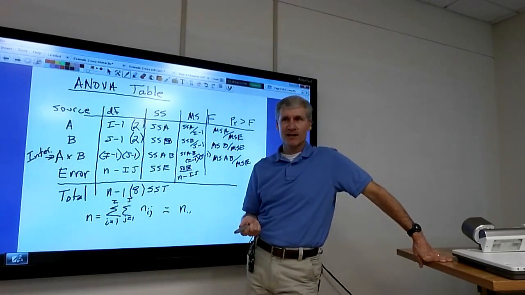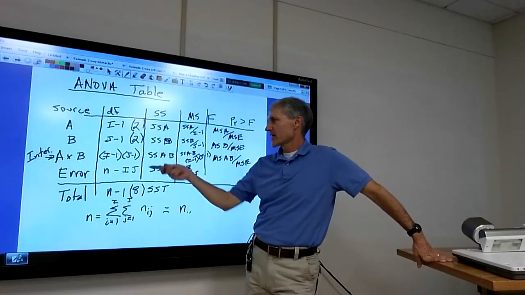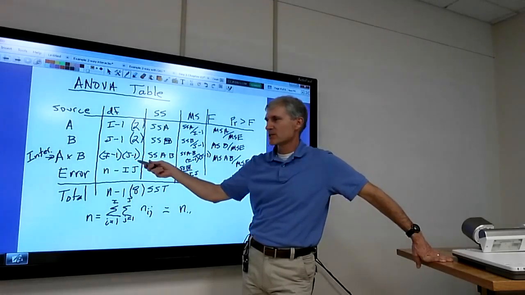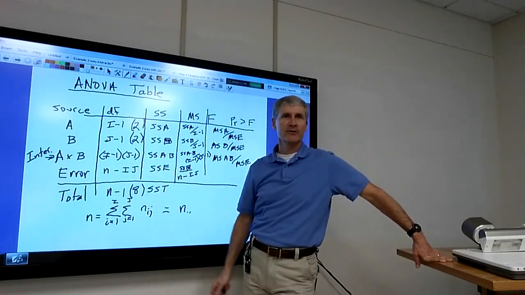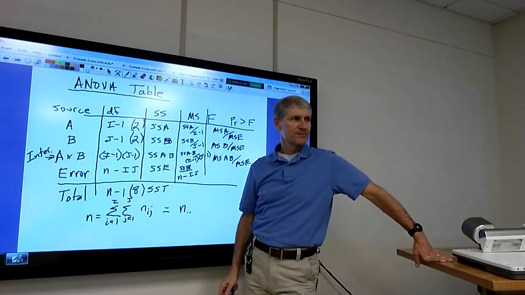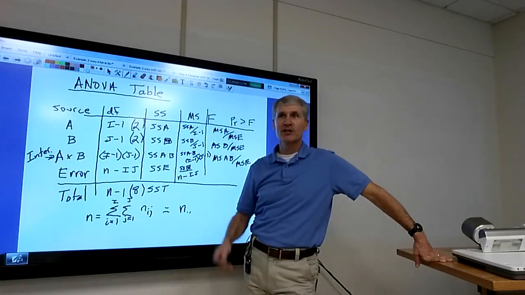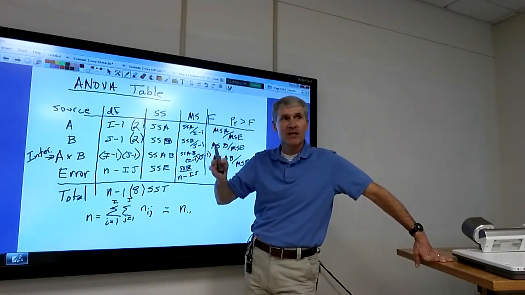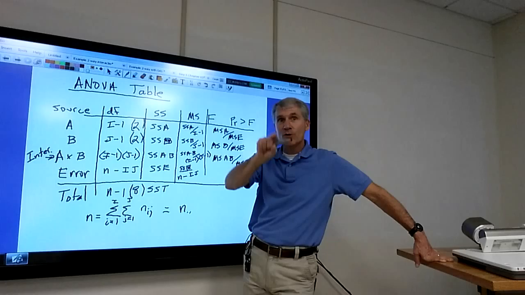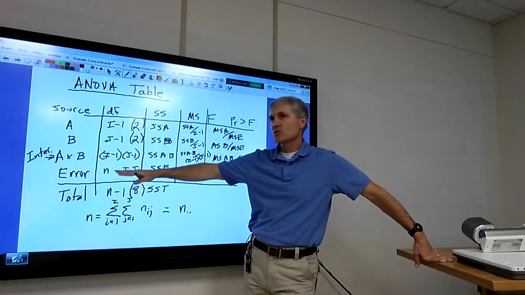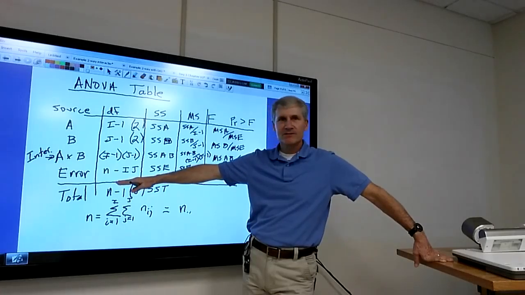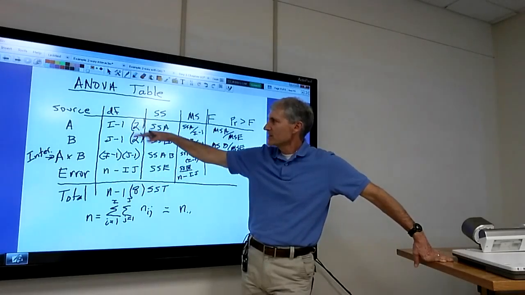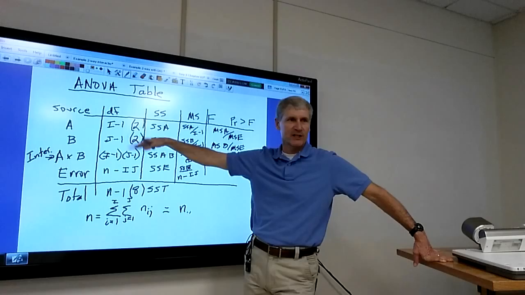So what happens then, the way a statistician would say it, is the interaction term is confounded with your error term. It is your error term, right? So you can't test for interaction if you don't have any replications, because you don't get any within group variability. Error is within group variance, right? Then these sources are between group variances.